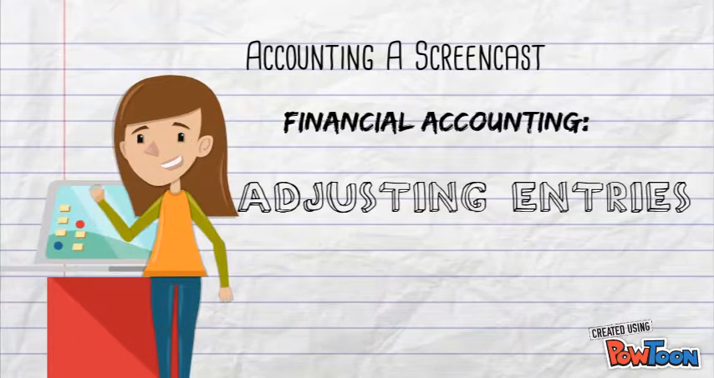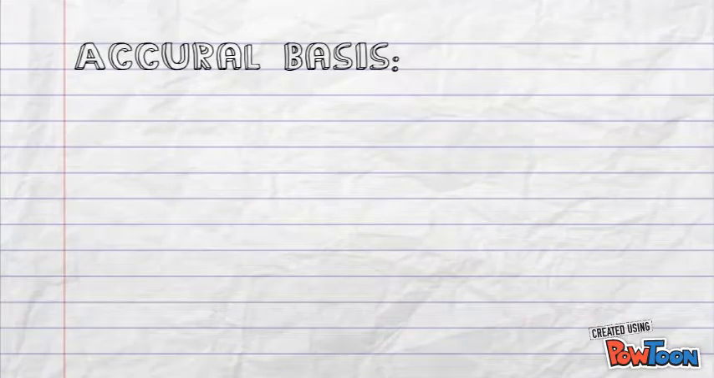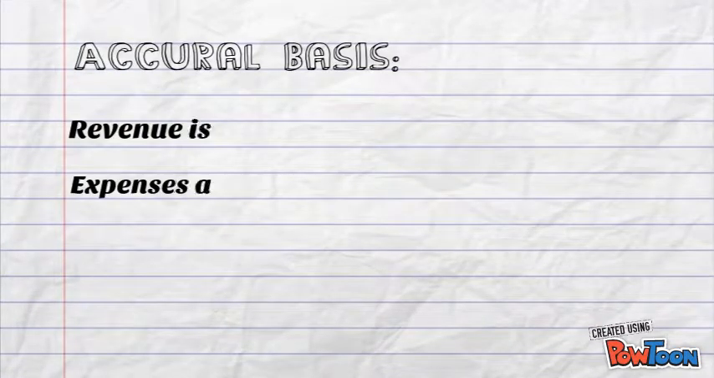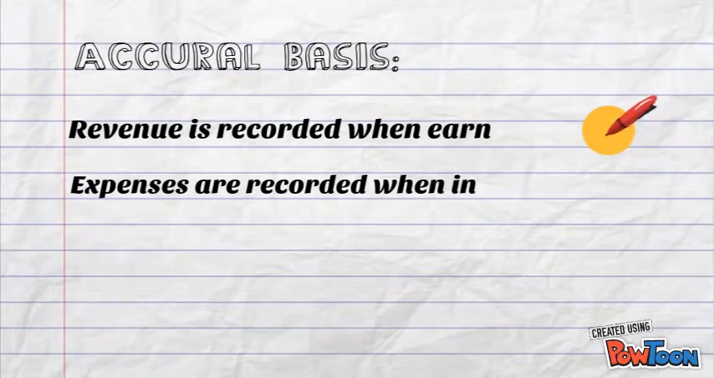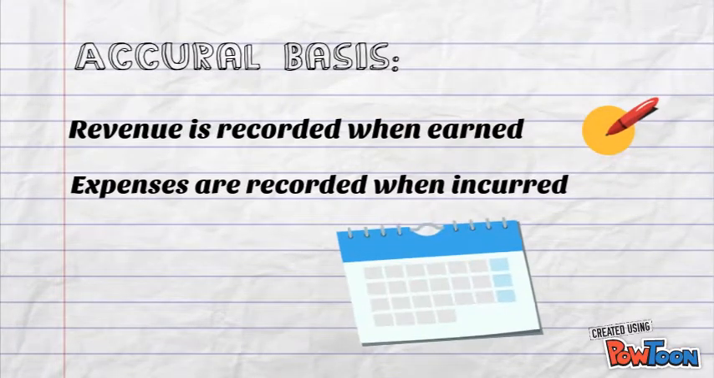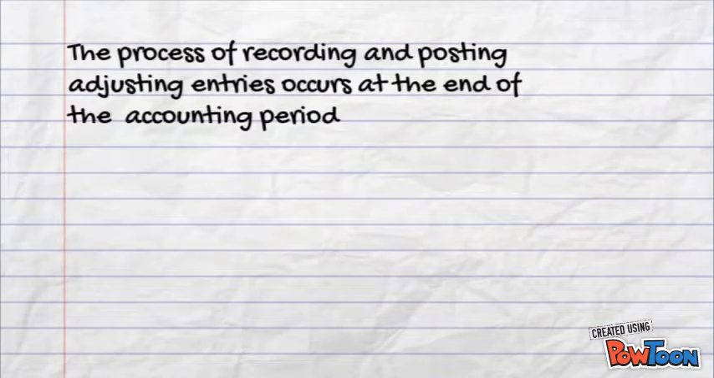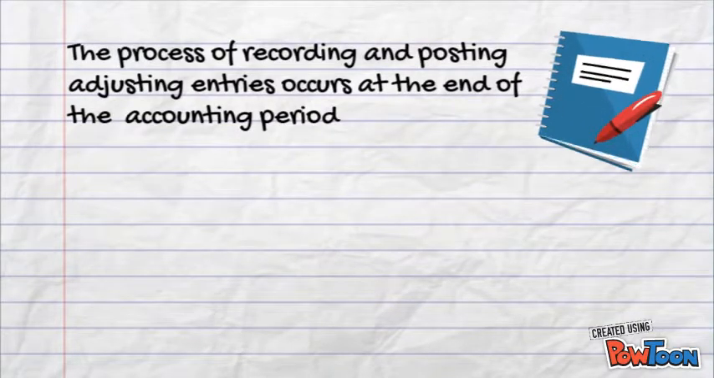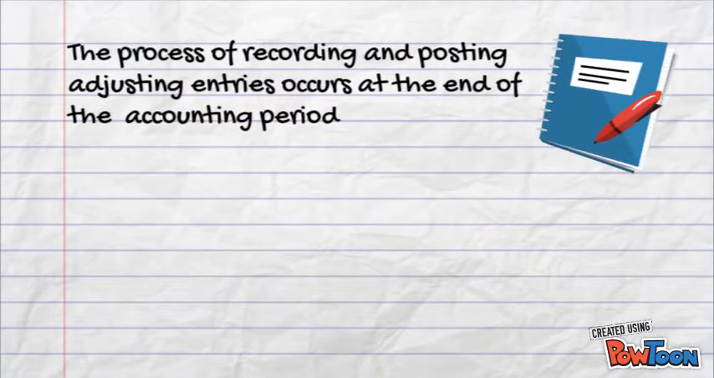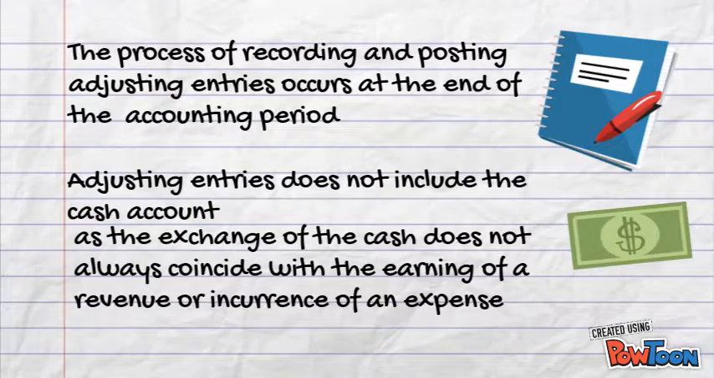Under the accrual basis, revenue is recorded when earned and expenses are recorded when incurred. The process of recording adjusting entries occurs at the end of the accounting period. Adjusting entries do not include the cash account, as the exchange of cash does not always coincide with the earning of a revenue or the incurrence of an expense.